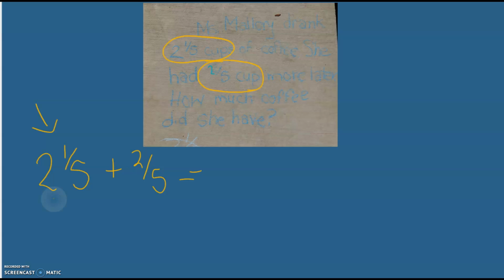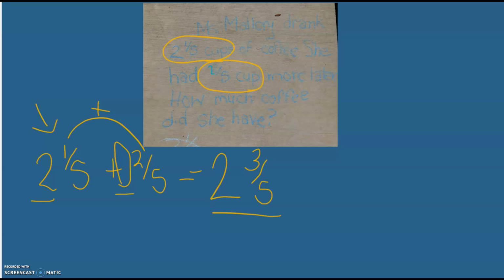I'm going to add the whole numbers first. This one has a 2. This one has a 0 as a whole number. So 2 plus 0 is going to be 2. That's going to stay the same. And then I'm going to add my numerators. 1 plus 2 is going to be 3. And then my denominator is going to stay the same as 5. So I know that Miss Mallory had 2 3/5 cup of coffee.